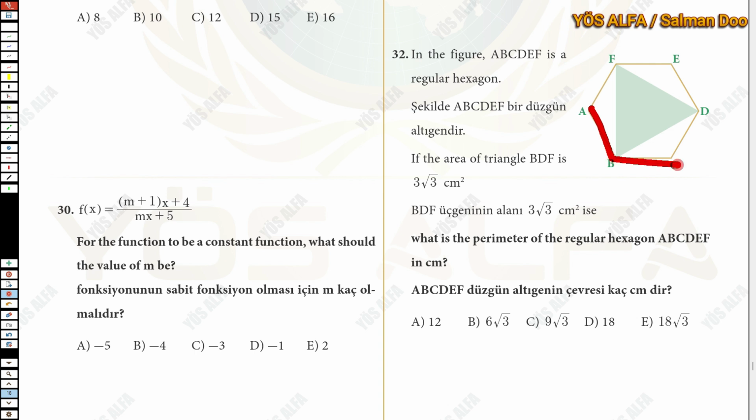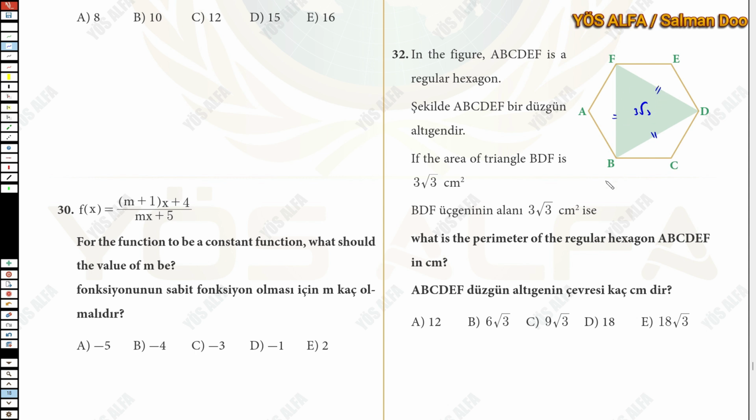32. ABCDEF is a regular hexagon. So all the sides are equal. And the area of the triangle BDF is given as 3 root 3. And since these three sides are the diagonals of the regular hexagon, they're all equal. So we have an equilateral triangle here.